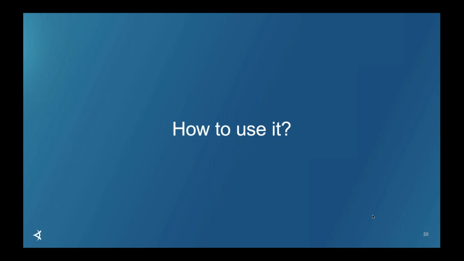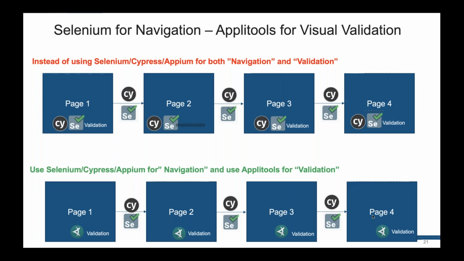So how do you actually use it? Let me quickly give you an idea as to how you would use it on a day-to-day basis. Before Applitools, if you are using Selenium or Cypress, for every page you would use those tools or their own validation to validate the page, and then also use them for navigation to go from page to page to page, and also for data entry. So you would essentially use those existing Selenium or Cypress capabilities to do all of them.